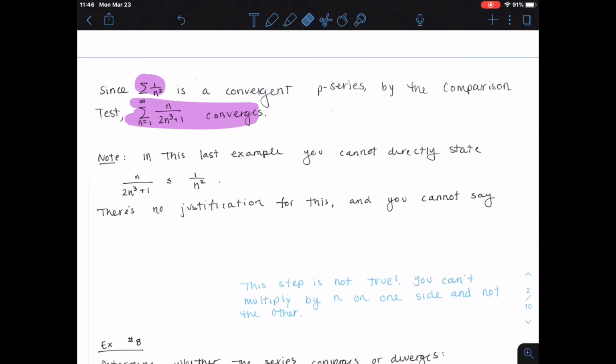So I can't just immediately state that happens because sometimes it's not going to be true. It might seem like it is, but no, you've got to actually show some justification for it. So if I had made a comparison between our terms and the simplified version, you could definitely do that first step. 2n cubed plus 1 is greater than n squared, so that's not a problem.